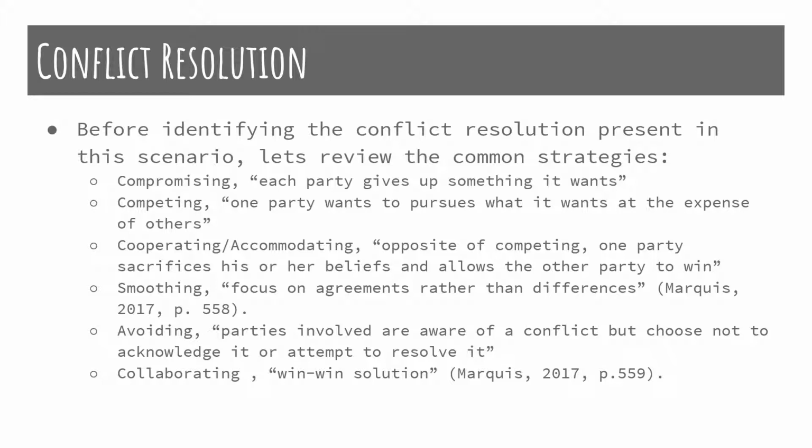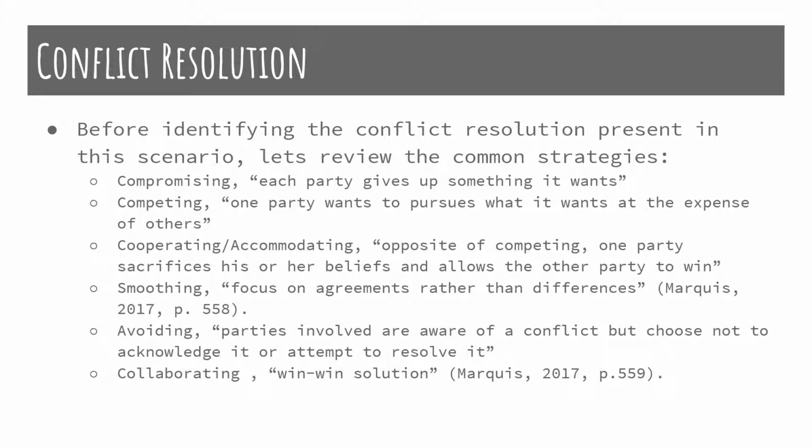So what kind of conflict resolutions do we have? Let's look at the common types. The first is compromising, which is when each party gives up something they want. Competing is when one party wants to pursue what it wants at the expense of others, so they don't really care what happens to other people. Cooperating and accommodating is the opposite of competing. One party sacrifices his or her beliefs and allows the other party to win. Next is smoothing, which focuses on agreements rather than differences.